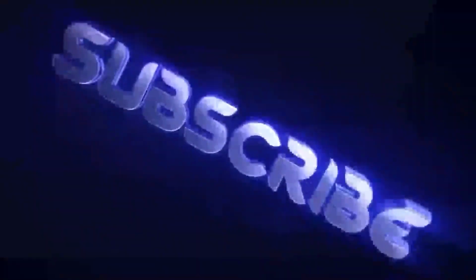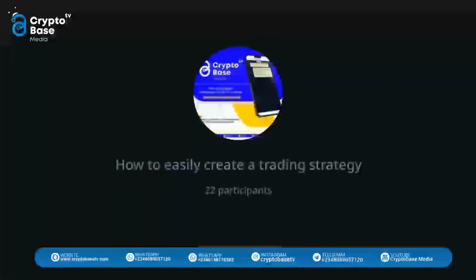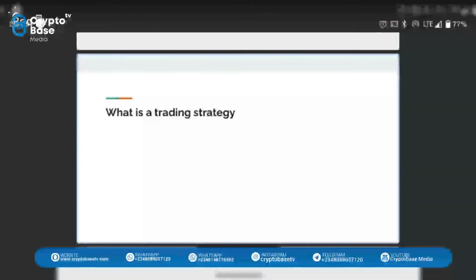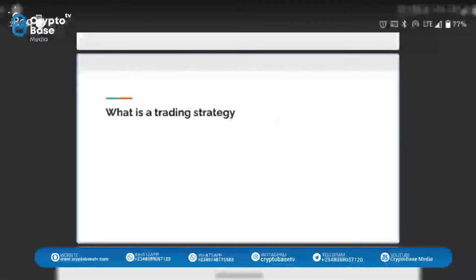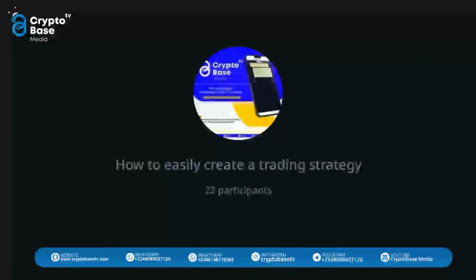So it is important that you have a strategy. The strategy is how you do things, the methods you use to do things. What are the things that trigger your buy action? What are the things that trigger your sell action? That is what a trading strategy is in summary. So now, whatever your strategy is, it is important that you keep it simple and straightforward.